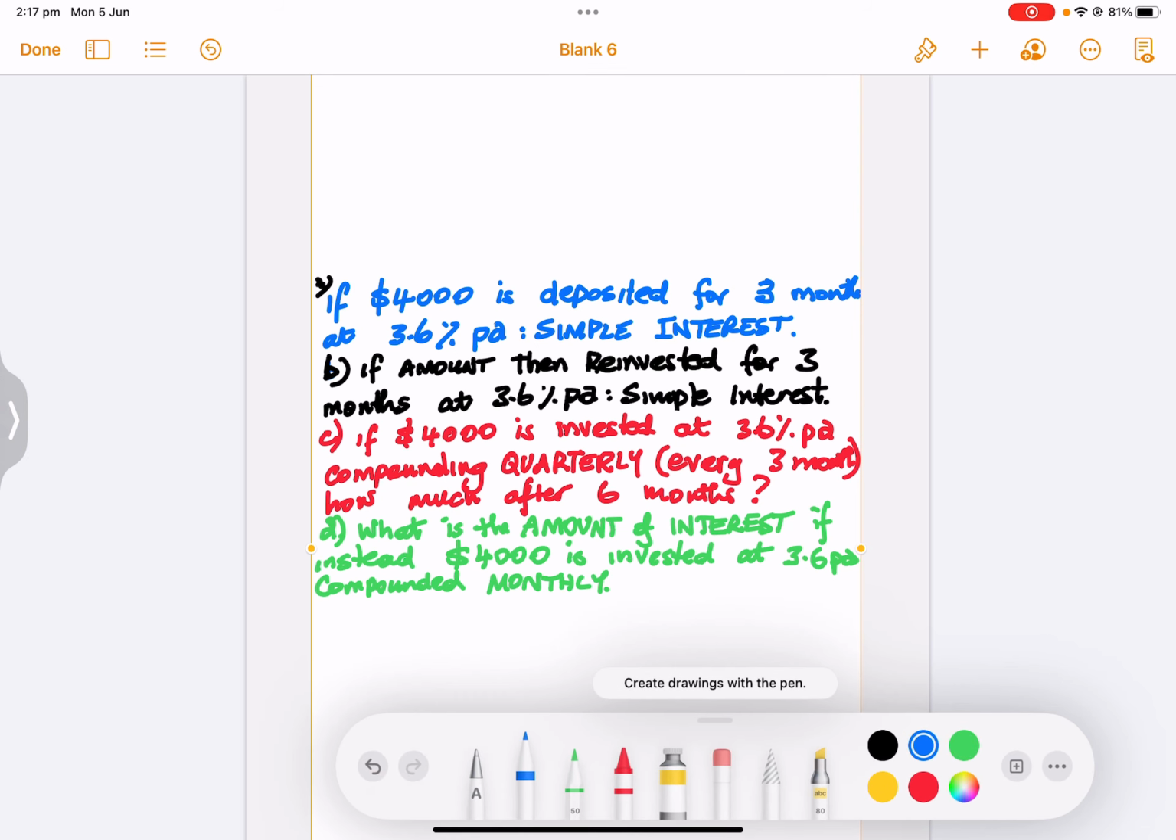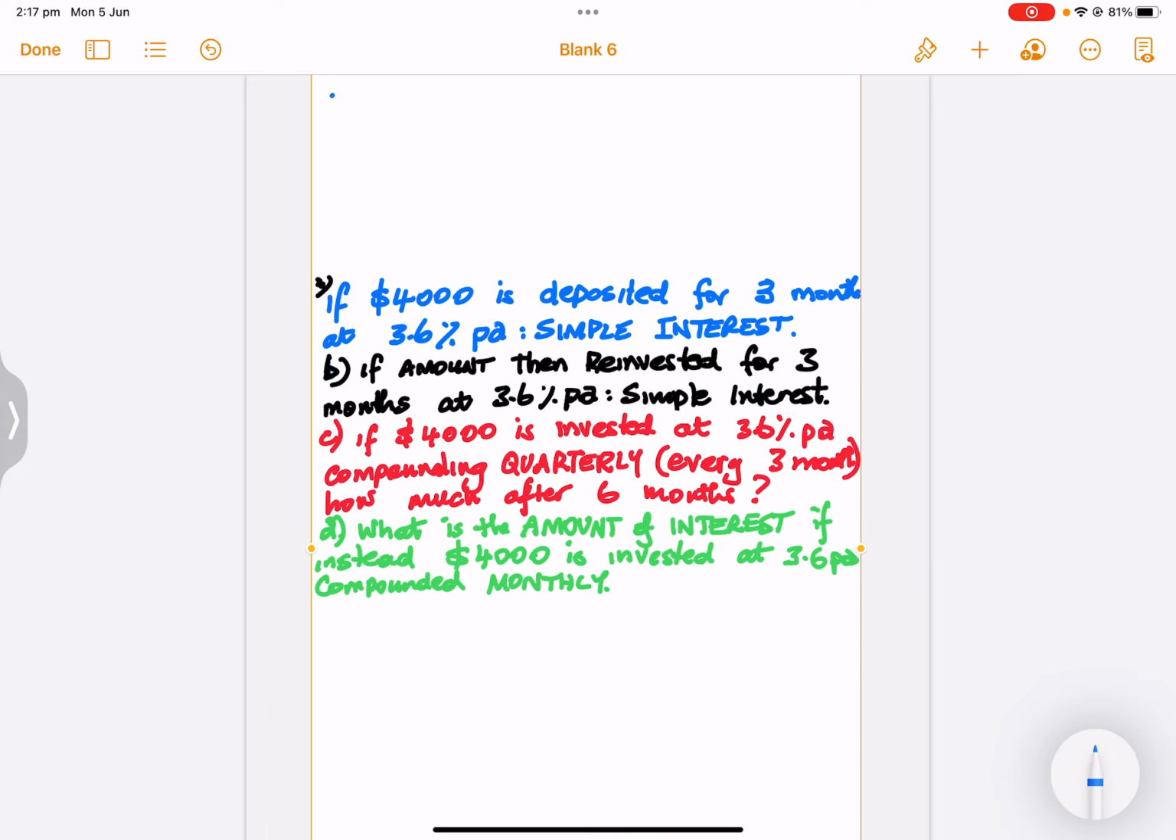So let's do the blue one first and work out the simple interest. Simple interest equals principal times rate times time. So simple interest equals 4,000 times the rate, which is 3.6%, 0.036. That's the percent. And the time, it's not 1 year, it's 1/4 of a year. So I'll put 0.25, 1/4 of a year.